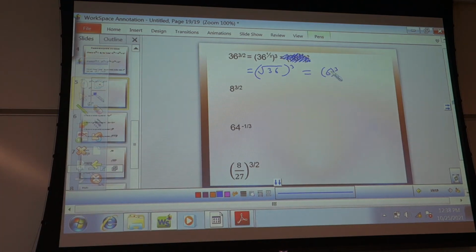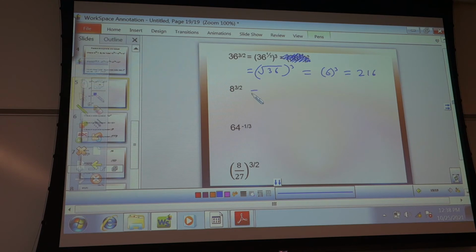I can't remove the parentheses yet because it's being raised to a power. So what's 6 to the third power? Left side of your calculator, so you'll get 216. Don't worry about it. It's okay. These next ones, though, we should take a look at.